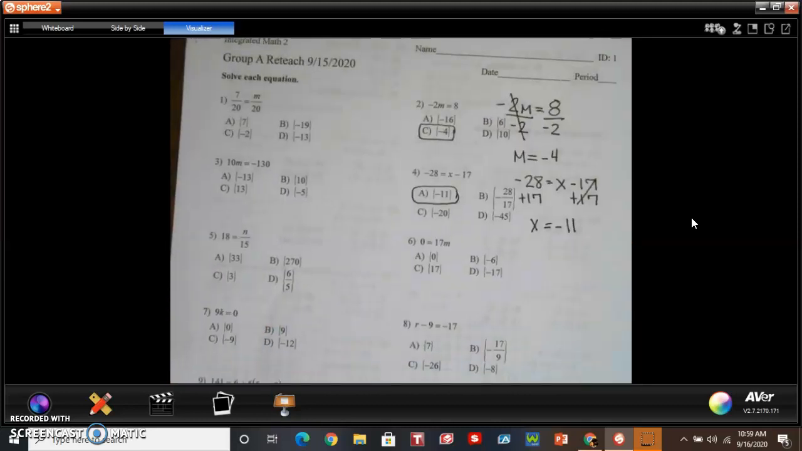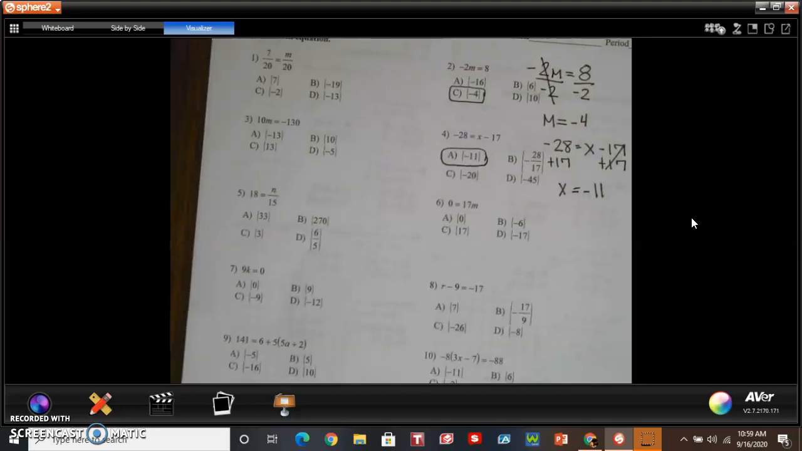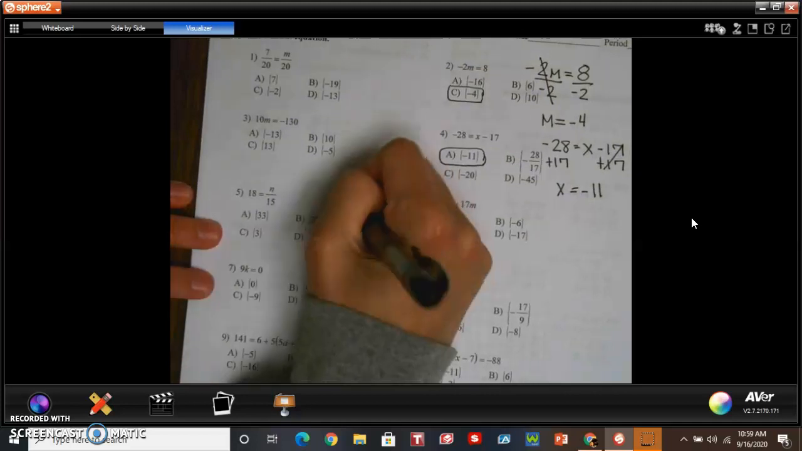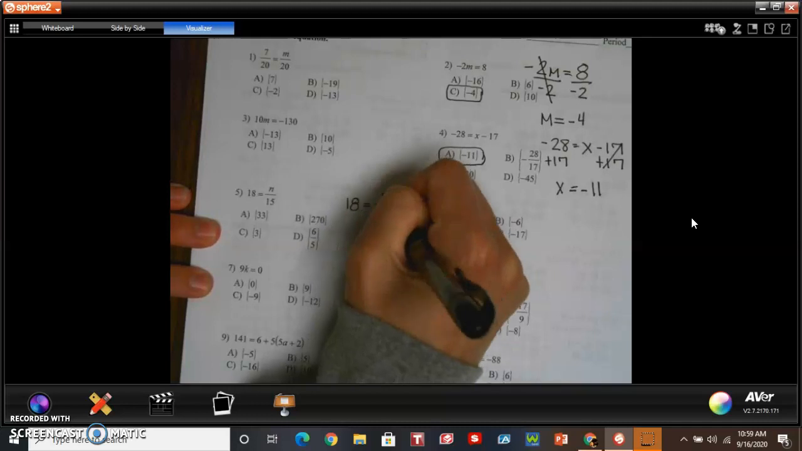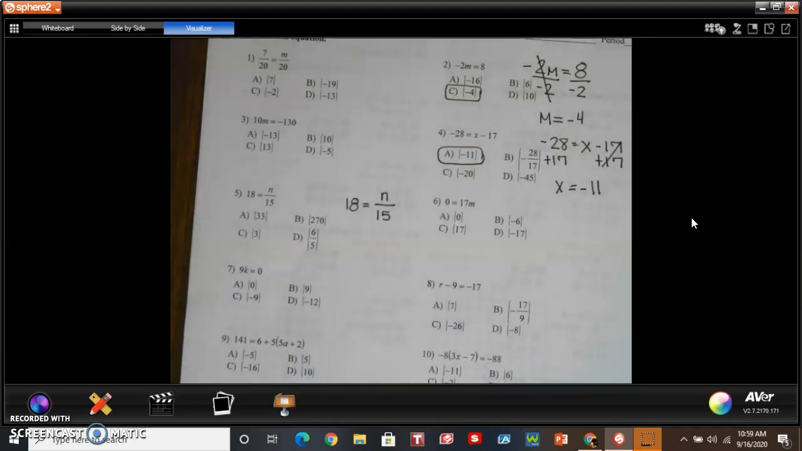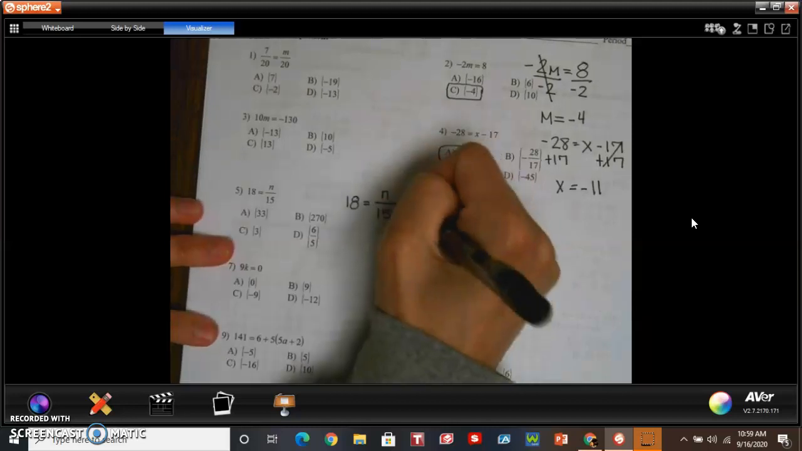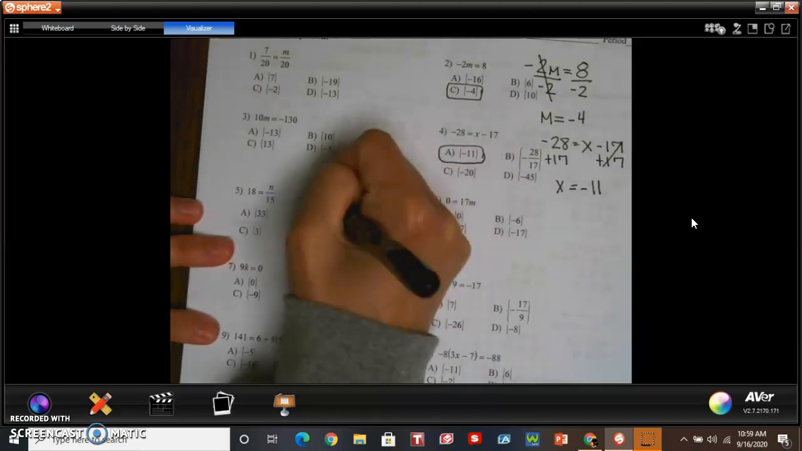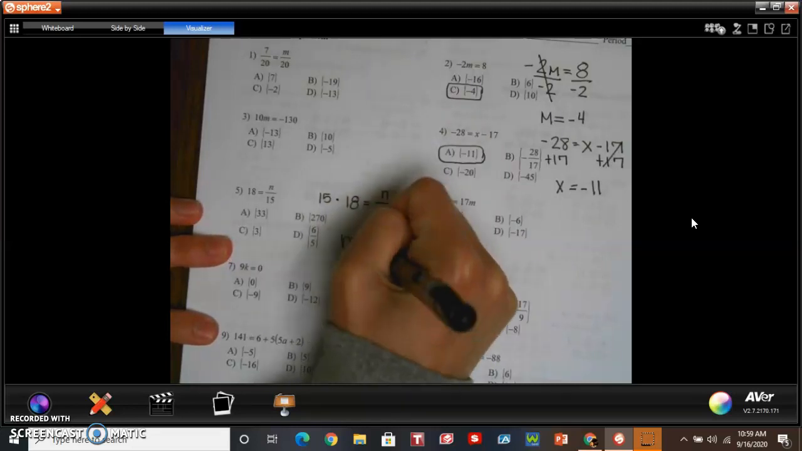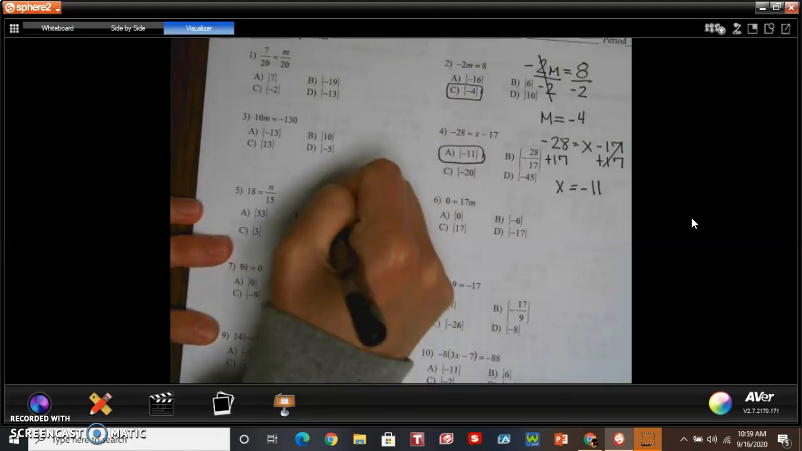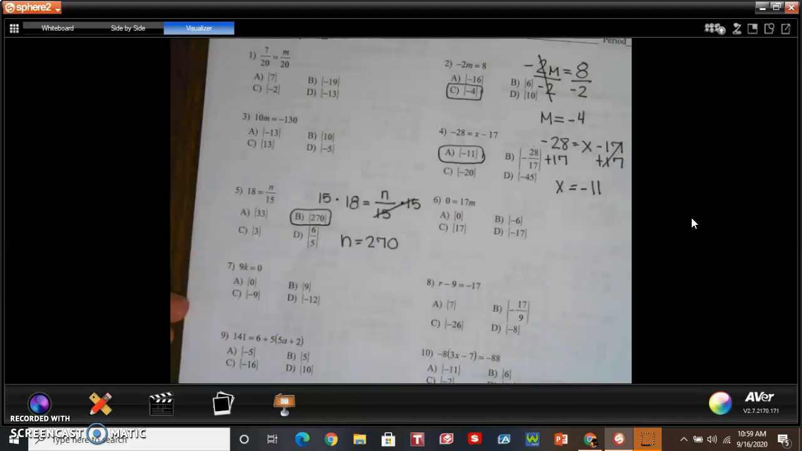Right, next I want to look at number 5 with you. This one says 18 is equal to n divided by 15. So we want to do the opposite again. The opposite of division is multiplication. So we're going to multiply 15 on both sides. Now this cancels out, leaving us with n equals 270. Make sure you are using a calculator to help you, especially with positives and negatives going on.